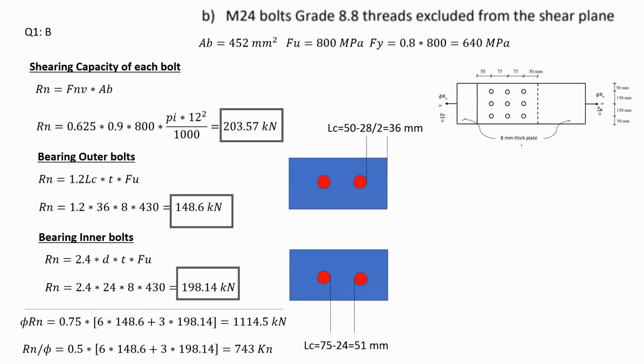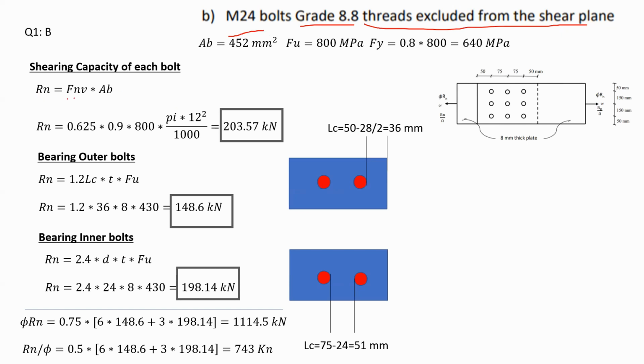Now moving on to part B. In part B of the question, it says, if the size of the bolts is 24 millimeters, M24 in size, and we have grade 8.8, again the same, with the threads excluded from the shear plane, calculate the capacity of the connection. So the shearing capacity of each bolt, again, the same as we did before.